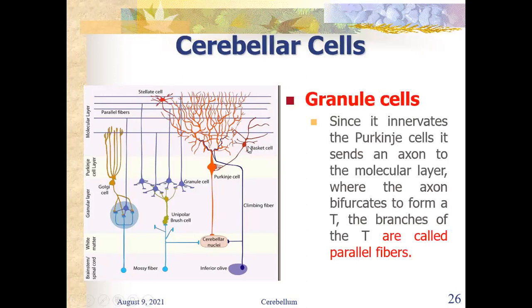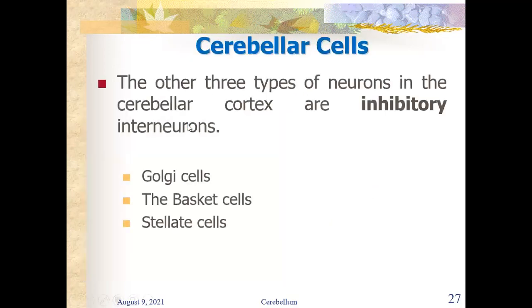So we are still trying to see the circuitry, the internal connections within the cerebellar cortex. So the granule cells innervate the Purkinje cells. It sends axons to the molecular layer, like you have seen here. It has axons extending to the molecular layer, where the axons bifurcate to form T-shaped branches known as parallel fibers.